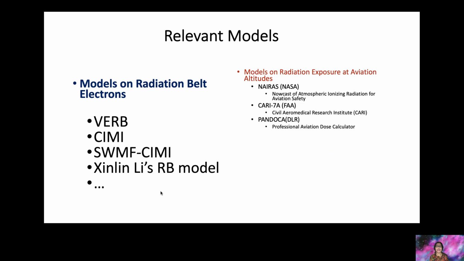The relevant models here are definitely not an exhaustive list. Most of these models are available at CCMC or soon to be available at CCMC. Models on radiation belt electrons include PRBEM, SEMI, the coupled space weather modeling framework, and SEMI is a radiation belt model. For models on radiation exposure at aviation altitude, we have NAIRAS, that's a NASA model, then CARI-7, an FAA model, and PANDOCA from DLR, Germany.